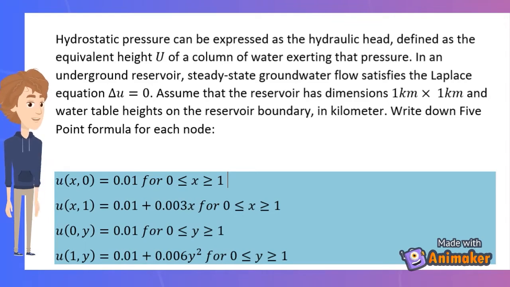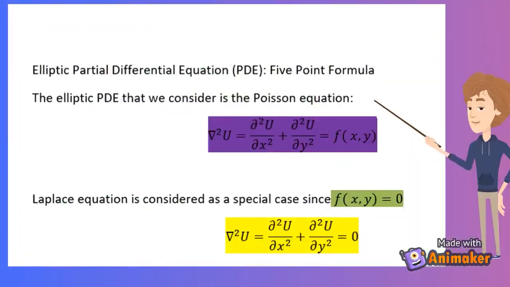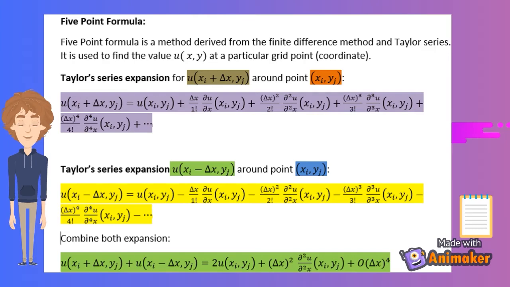But before that, we are going to take a look at the introduction of the 5-point formula. The 5-point formula is used to solve elliptic partial differential equations. The elliptic PDE that we consider is the Poisson equation, and if the value of f(x,y) is equal to 0, then it is a Laplace equation. The 5-point formula is a method derived from the finite difference method and Taylor series. It is used to find the value of u(x,y) at a particular grid point or coordinate.